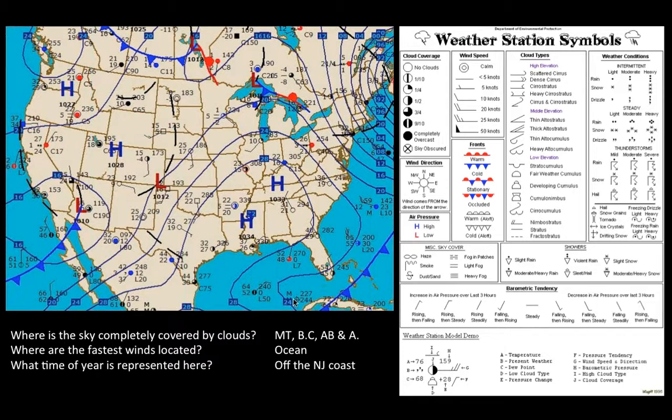What time of the year is represented here? Anybody want to type this? See if you can figure it out. Just look at the temperatures. Nobody. Well, thank you. I know, you're all just overwhelmed with listening to me. The answer is winter. And then last, if it's winter, where is it snowing?